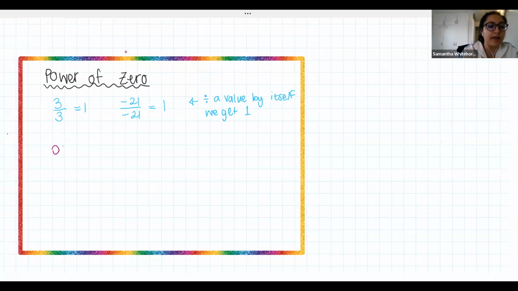What happens if I had x to the power 3 divided by x to the power 3? Well, our exponent law tells us to subtract the exponents. So we would have x to the power 3 minus 3. And that would give me x to the power 0, because 3 minus 3 is 0. But what does that actually mean? What does x to the power of 0 actually mean?